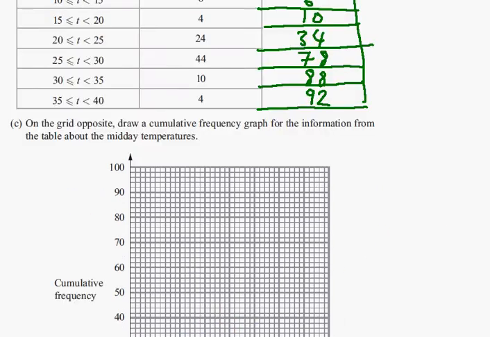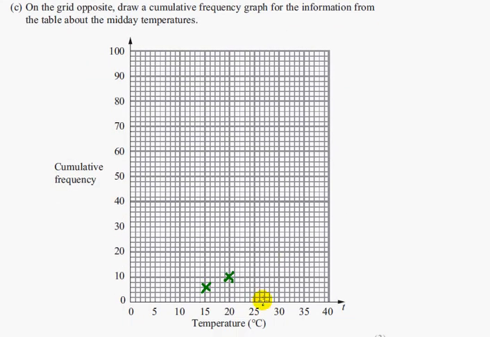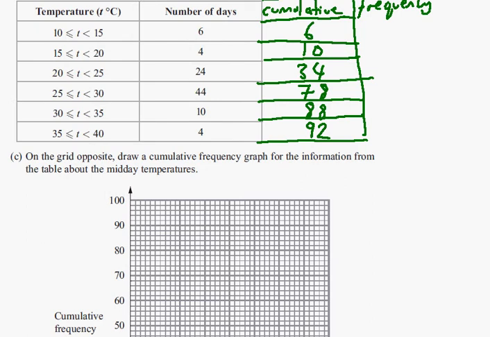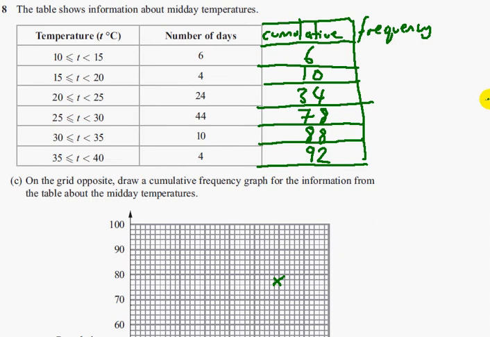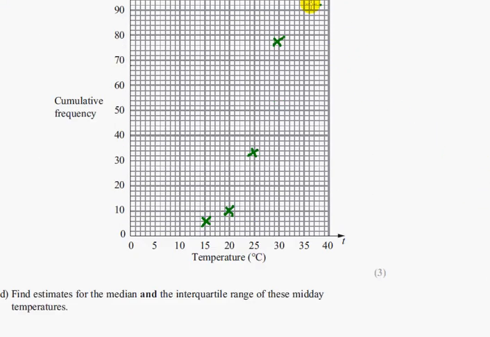Up to 25 we had 34 days, which is there. Up to 30 degrees we had 78 days, big jump. 78 is here. Up to 35 degrees it's 88, which is there. And up to 40 degrees we had 92 days. Now I'm going to try my best to draw a cumulative frequency curve as best I can. Okay, not too bad, slightly off, but you can do a better job than that.